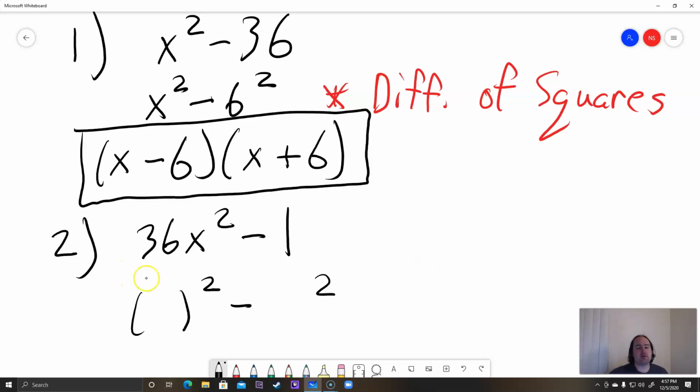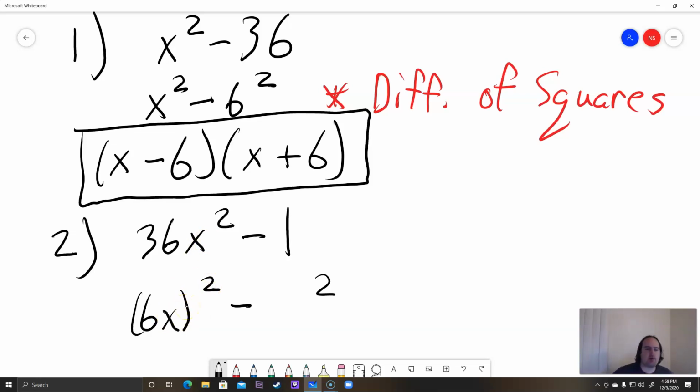Well, let's start with the first term. Let's start with the 36. What squared gives you 36? Well, we just said 6 squared is 36. So here we have to write a 6, because 6 times 6 is 36. And then what squared gives me x squared? Well, x. Right, so we write a 6x here.